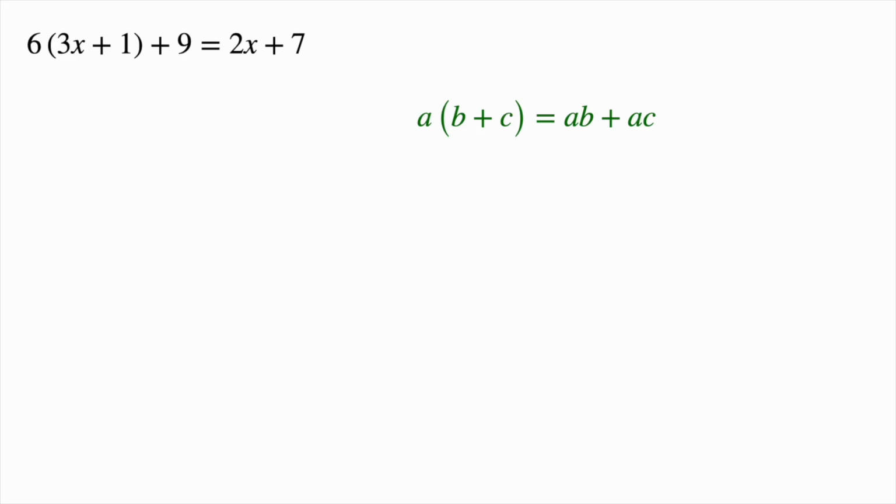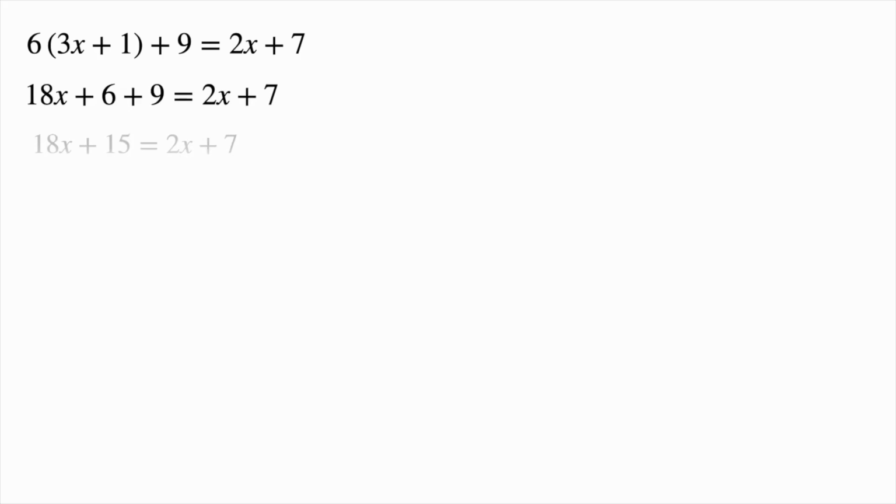Since we have 3x plus 1 inside the parentheses, we need to use the distributive property to multiply in the value of 6 into the parentheses. Using the distributive property, 6 times 3x is 18x, and 6 times 1 is 6. Next, we will add 6 and 9 to get us the value of 15.